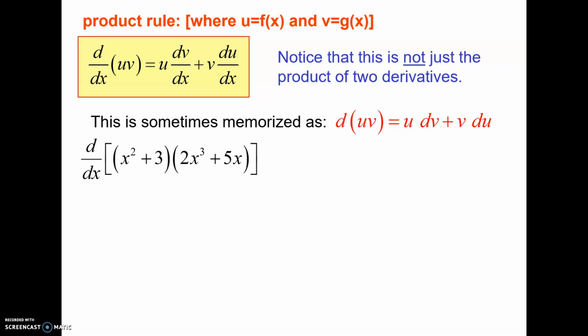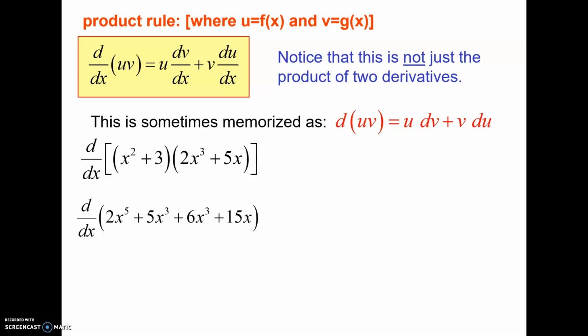So let's look at the function when we have two polynomial functions, x squared plus 3, which is a quadratic, multiplied by 2x to the third plus 5x. Now when we have polynomial functions, it's actually a lot easier to FOIL these two functions, simplify the function, and then take the derivative. However, just to demonstrate the product rule here, I'm going to show you both methods.